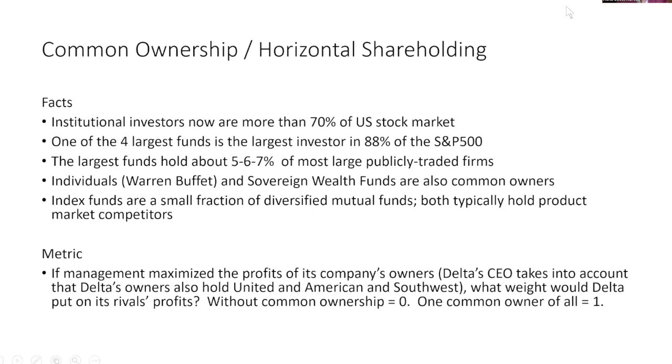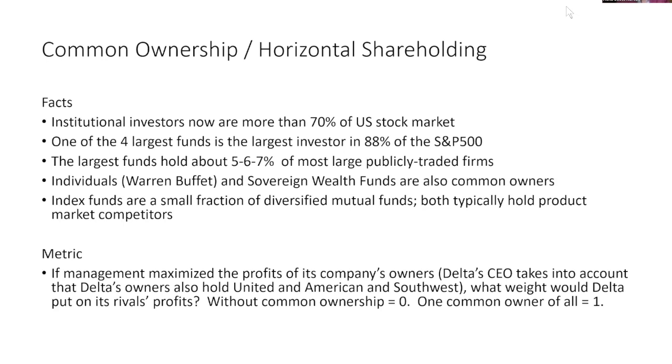There's a couple of facts that are true now that were not true 30 or 40 years ago. Institutional investors hold more than 70% of the US stock market. One of the 4 largest mutual fund families is the largest investor in almost all of the S&P 500. The largest mutual funds hold, if you look at the data, 5, 6, 7% of most large publicly traded firms. So a single fund would hold 4 or 6 or 7% of a company.